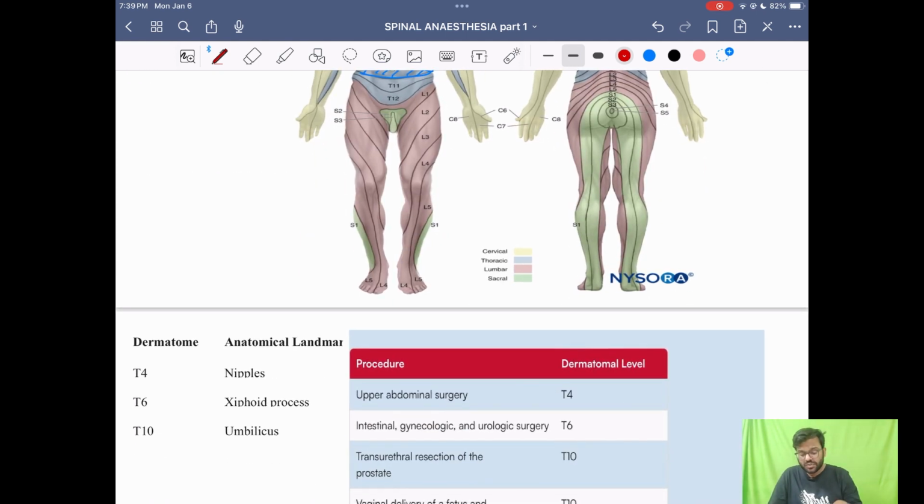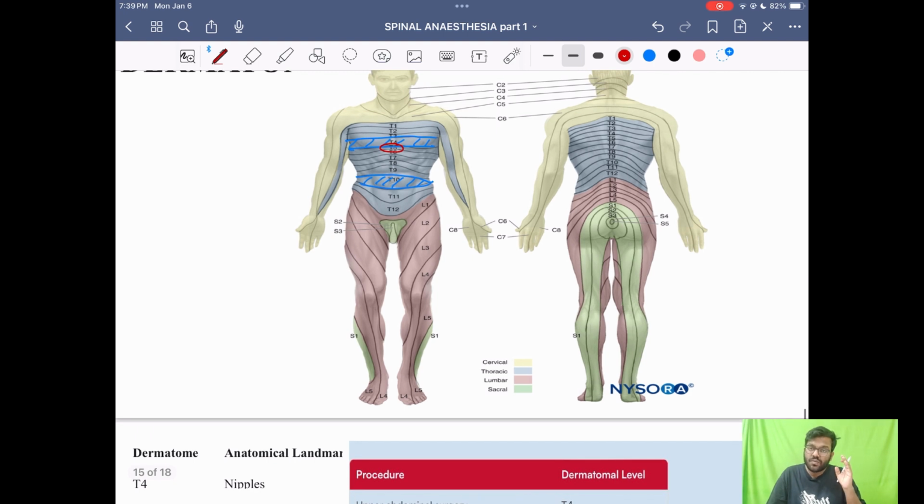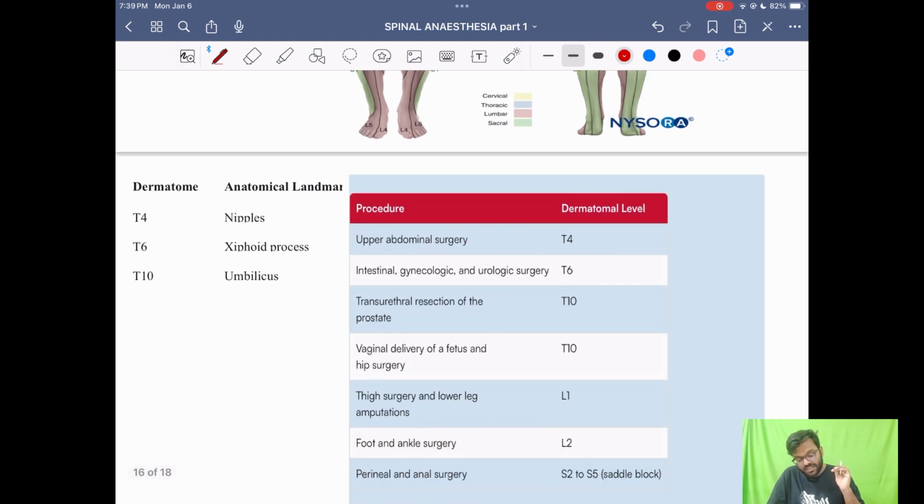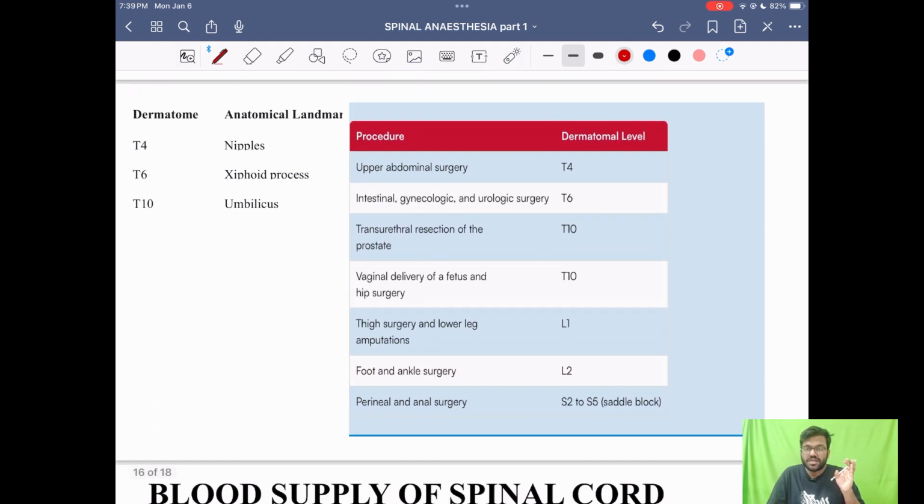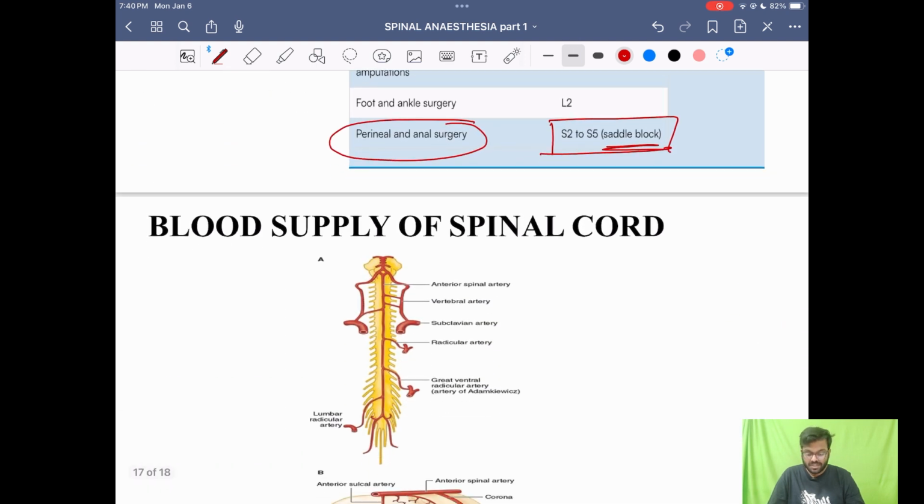So after you give a spinal anesthetic, you require a specific level for specific surgeries. For example, for an upper abdominal surgery, you need a T4 level. For intestinal, gynecologic, and urologic surgery, you need T6 level. For TURP, you need T10 level. For a vaginal delivery of a fetus and hip surgery, you need T10 level. For a thigh surgery and lower leg amputations, you need L1 level. For distal surgeries like foot and ankle surgery, L2 level is enough. And for surgeries which involve perineal and anal areas, you don't need to achieve a very high level. A level S2 to S5, that is also called a saddle block, is enough. We are going to discuss the saddle block later in our class.